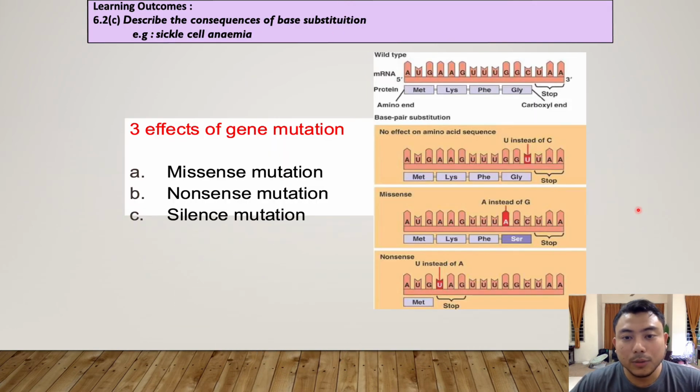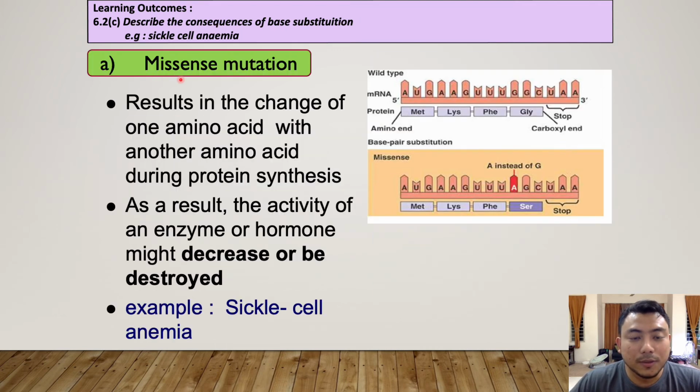So now we're going to look at the 3 effects of gene mutation. So apakah efek-efeknya of gene mutation ni? So dia ada 3. Yang pertama adalah missense mutation, second one is nonsense mutation, and the third one is silence mutation. Okay. So the first one, missense mutation. Okay, missense. Why is it called missense?